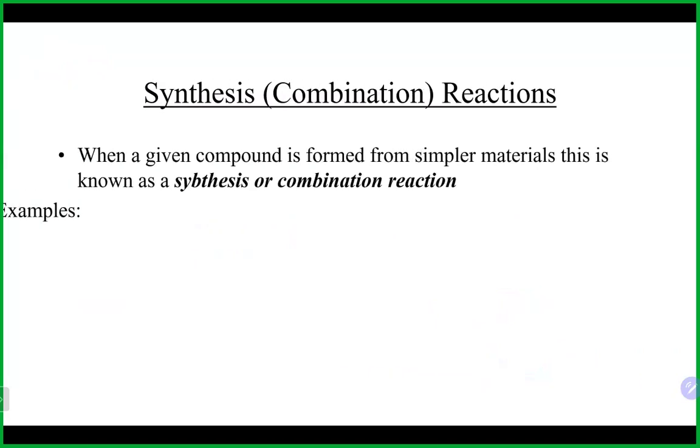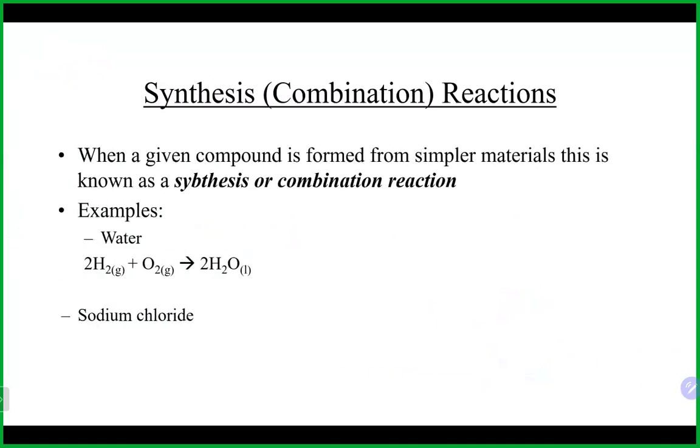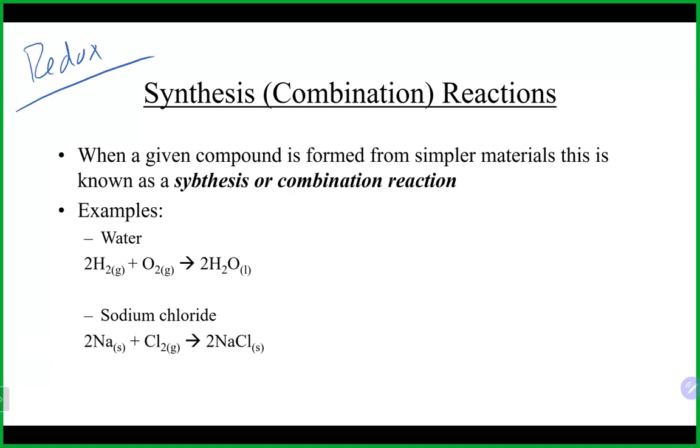Now, another classification of reactions, a more specific classification, is a synthesis or combination reaction. In a synthesis or combination reaction, this is still under the umbrella of redox reactions. It is basically 2 things make 1 thing. So if you take H2 and O2, 2 things make 1 thing, make some water. Sodium and chlorine make some sodium chloride. That is also 2 things make 1 thing.